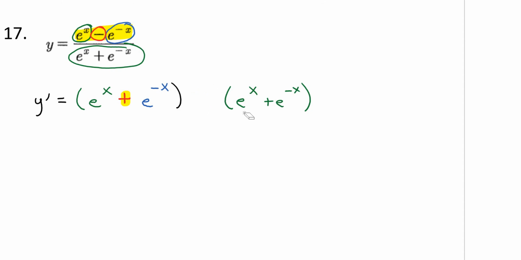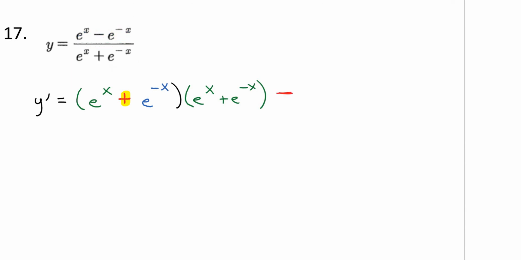And then I guess I can just erase this and just move it over a bit. So I just need to times this by the bottom, which is e to the x plus e to the negative x. All right, so that's the first part of the quotient rule. And then the quotient rule states that I need to minus. Now, what am I minusing? I'm minusing the numerator again, the numerator just like it is, e to the x minus e to the power negative x.